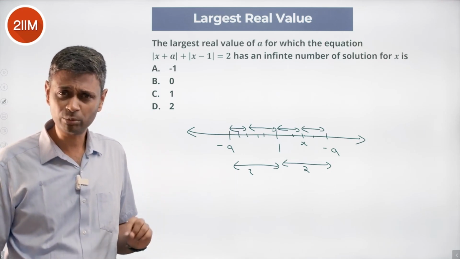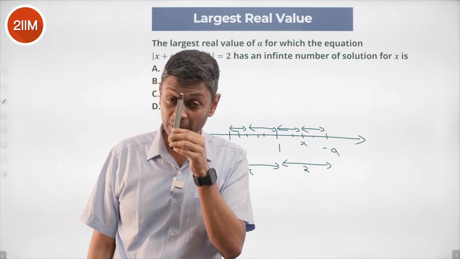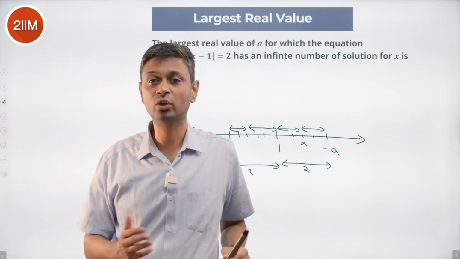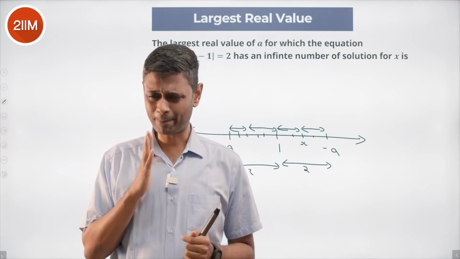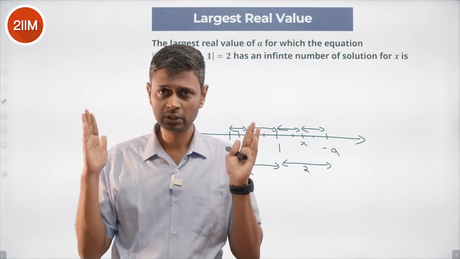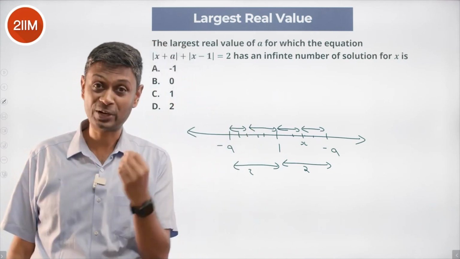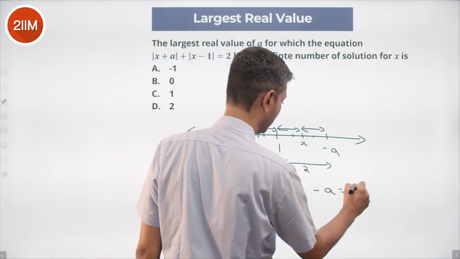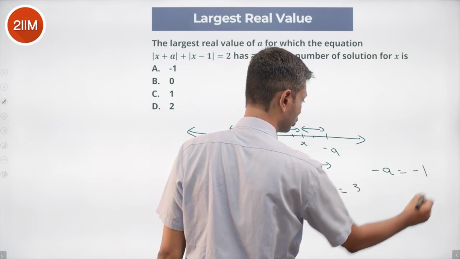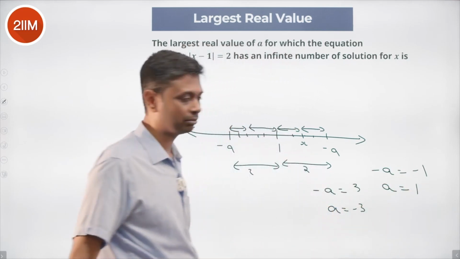And an infinite number of solutions, they're basically saying we should be able to say x can be anywhere between 1 and minus a, and this will work. The distance will be 2. That means x is in between 1 and minus a, and the distance between 1 and minus a is 2. Sorry, not 1 and a, 1 and minus a. Or minus a could be 3, minus a could be minus 1. A is minus 3 or a is 1. Both of these will be possible.